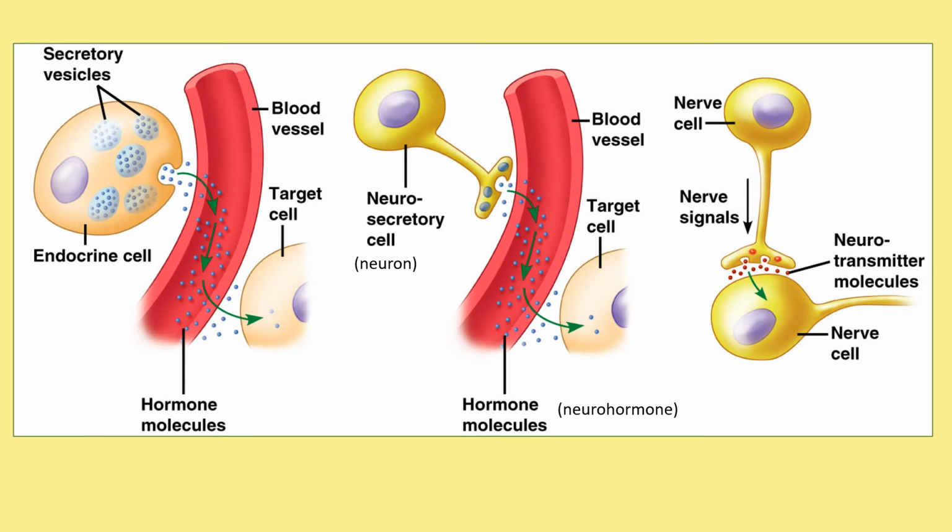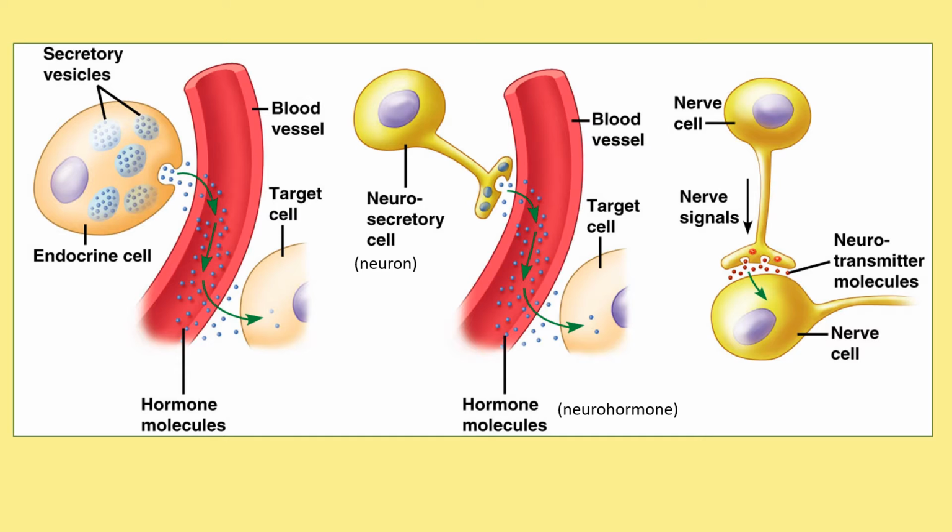In this slide, we see 3 different mechanisms of cell-to-cell communication. The panel all the way on the left represents the classic endocrine model. The panel all the way on the right represents the classic nervous system model. And the panel in the middle represents where those 2 systems intermingle. So let's just go left to right. We'll start with the classic endocrine model.